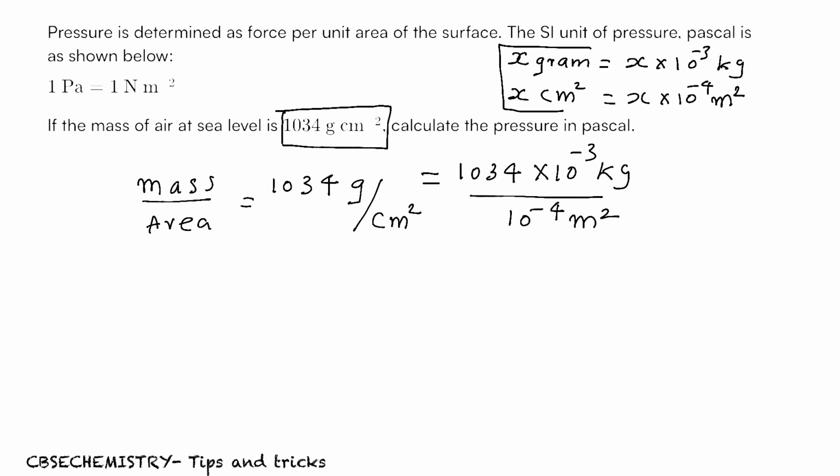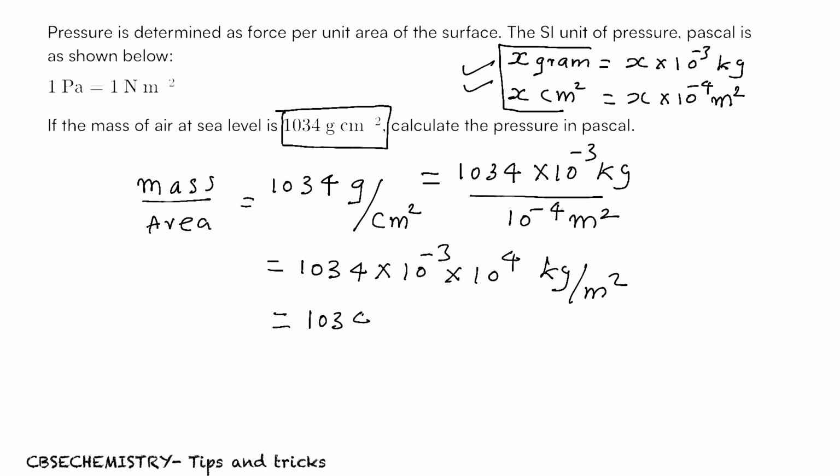X gram is equal to x into 10 raised to minus 3 kilogram, and x centimeter square is equal to x into 10 raised to minus 4 meter square. Remember these conversions. Very, very important. So on calculating, what you will get? 1034 into 10 raised to minus 3 into 10 raised to 4 kilogram per meter square, and it becomes 1034 into 10 kilogram per meter square. So it is 10340 kilogram per meter square.